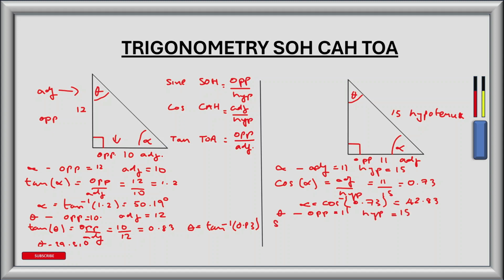The sine of theta is equal to the opposite side divided by the hypotenuse. So the opposite side is 11 and the hypotenuse side is 15. That equals 0.73. Theta is equal to the inverse sine of 0.73, which equals 47.17 degrees.